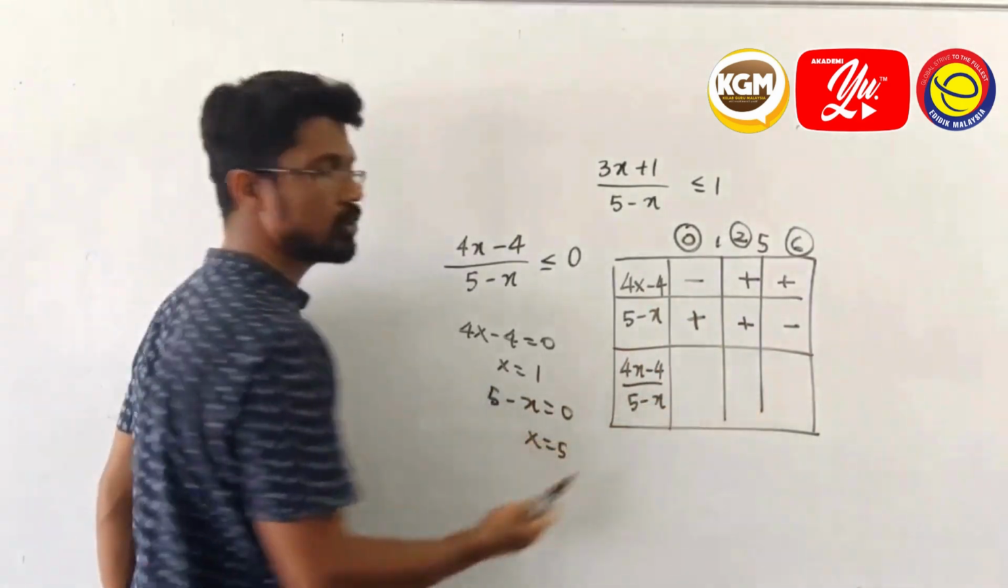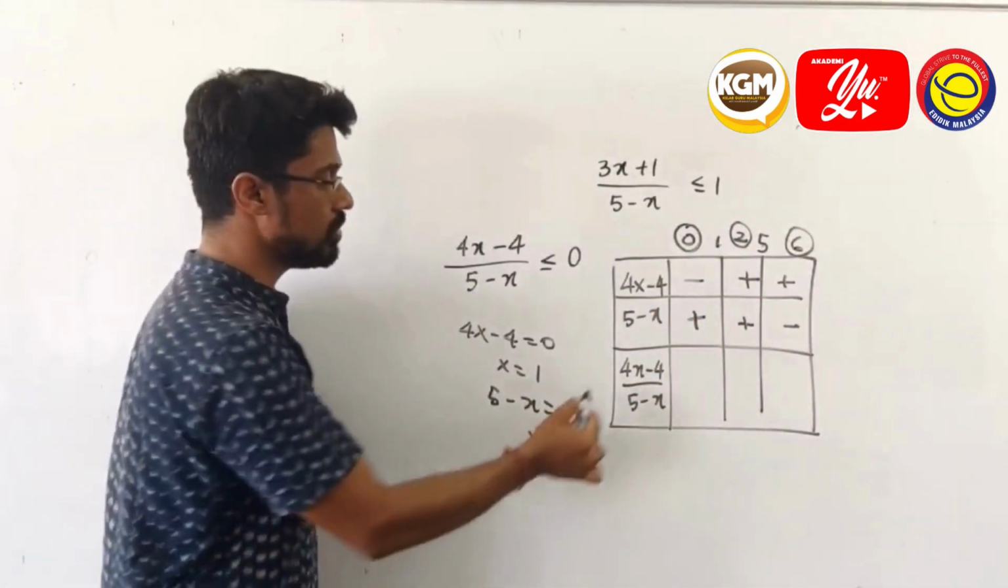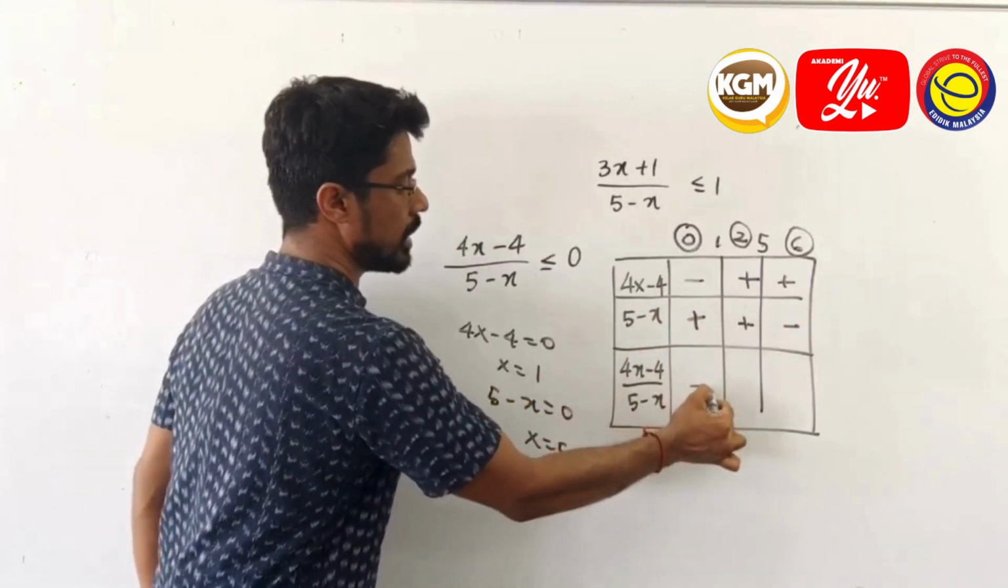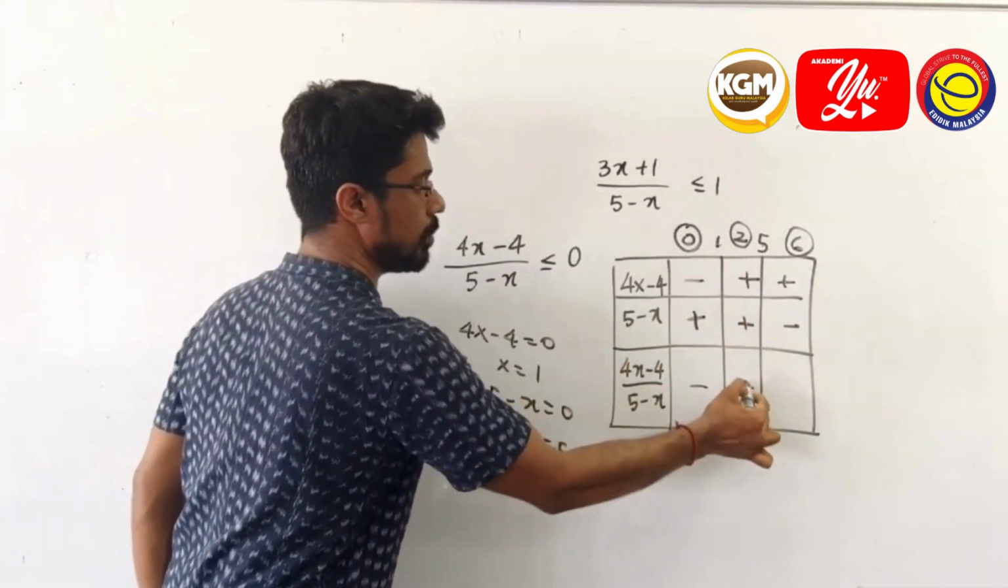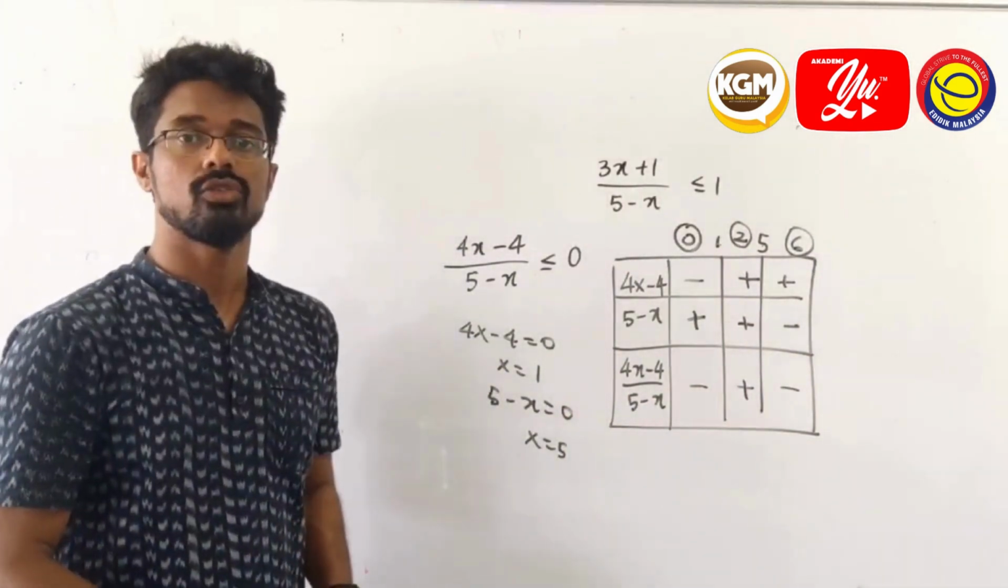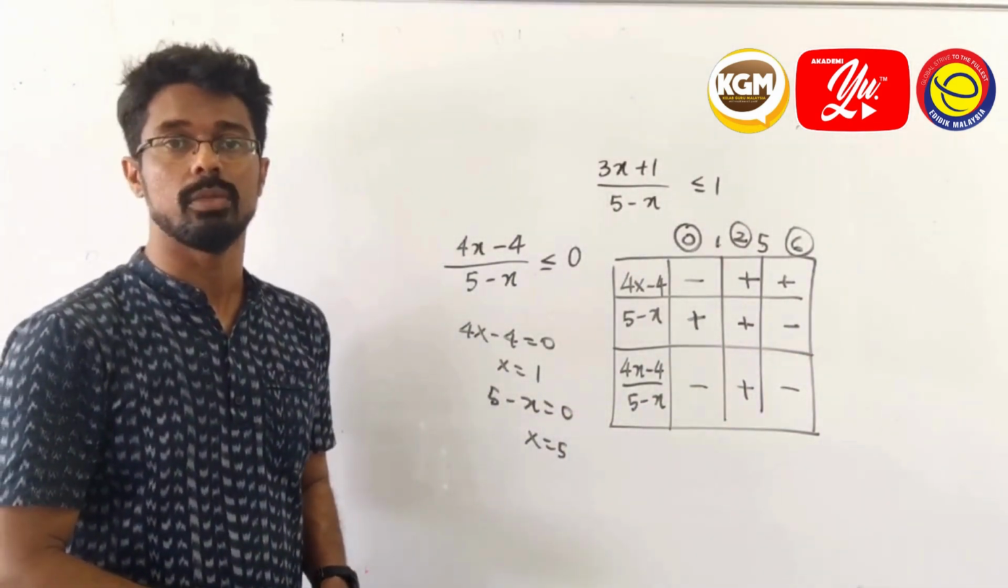Now I need to find the last row. It is just the ratio. Negative divided by positive gives negative. Positive divided by positive gives positive. Positive divided by negative gives negative. Hope you get the idea of the table of sign.